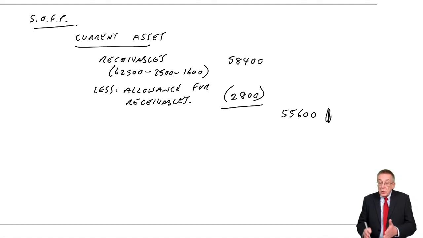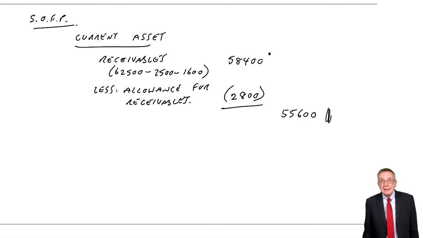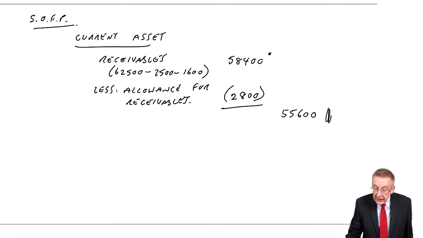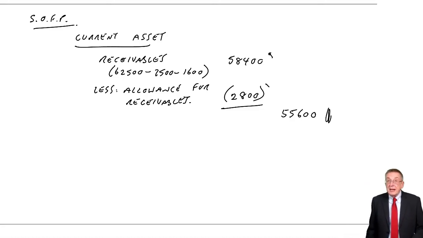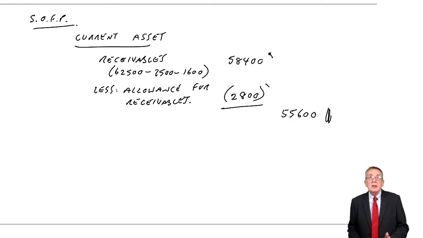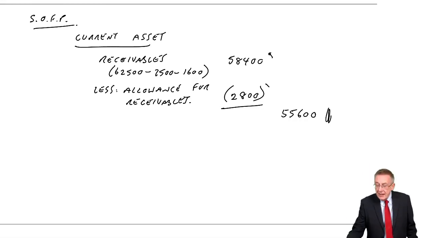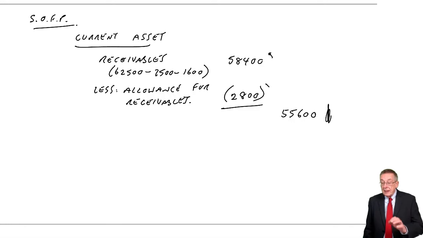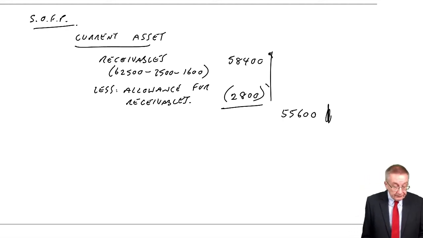But we do have to show this breakdown, that 58,400 is what we're hoping to get. That's the receivables less any that we know are irrecoverable. But we have to show the breakdown. 58,400 is what we're hoping to get. Separately, we're showing that of that 58,400, 2,800 is doubtful, is at risk, and 55,600 is what I think I'm certain to get. So that would be the final receivables figure. But again, that breakdown, that workings must appear. However, there is one more line.